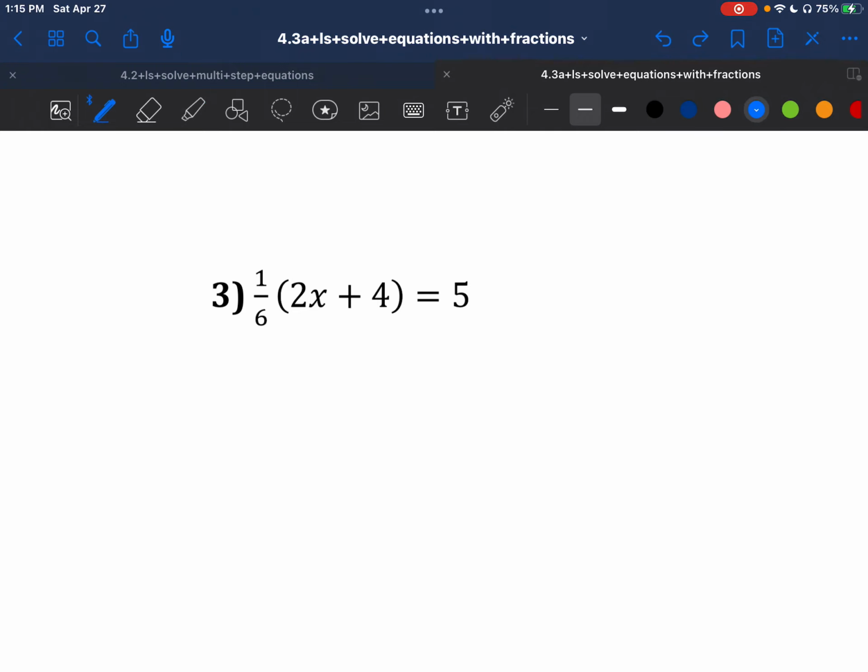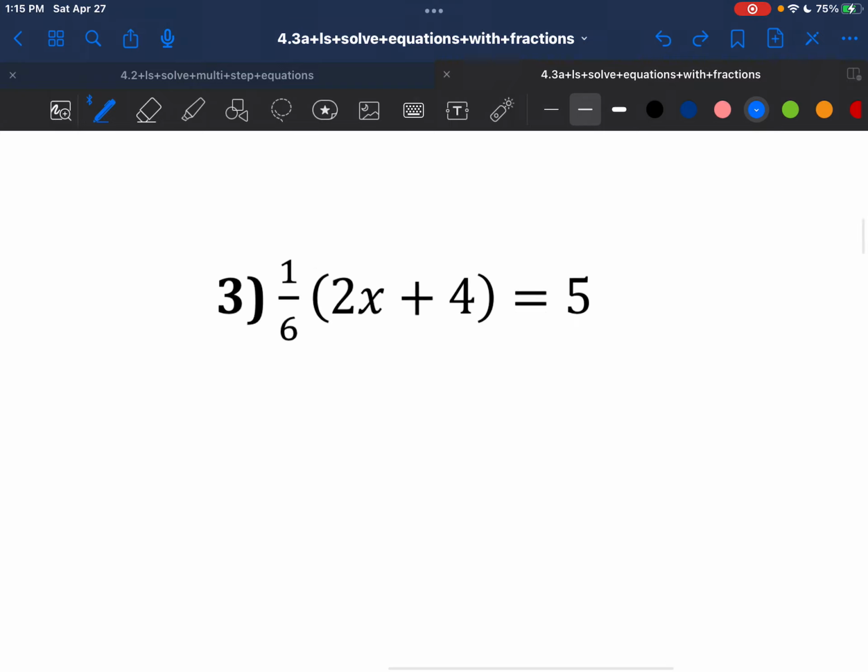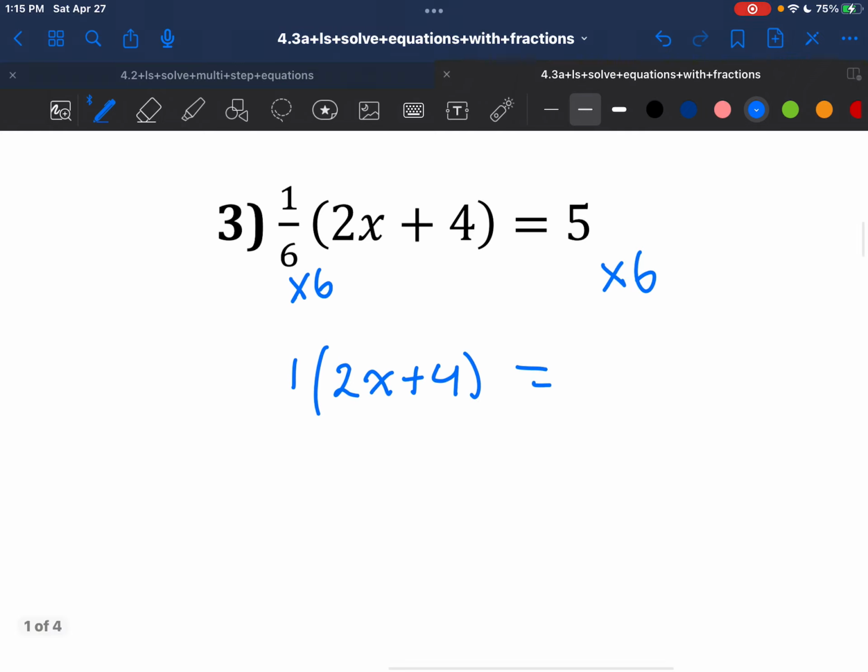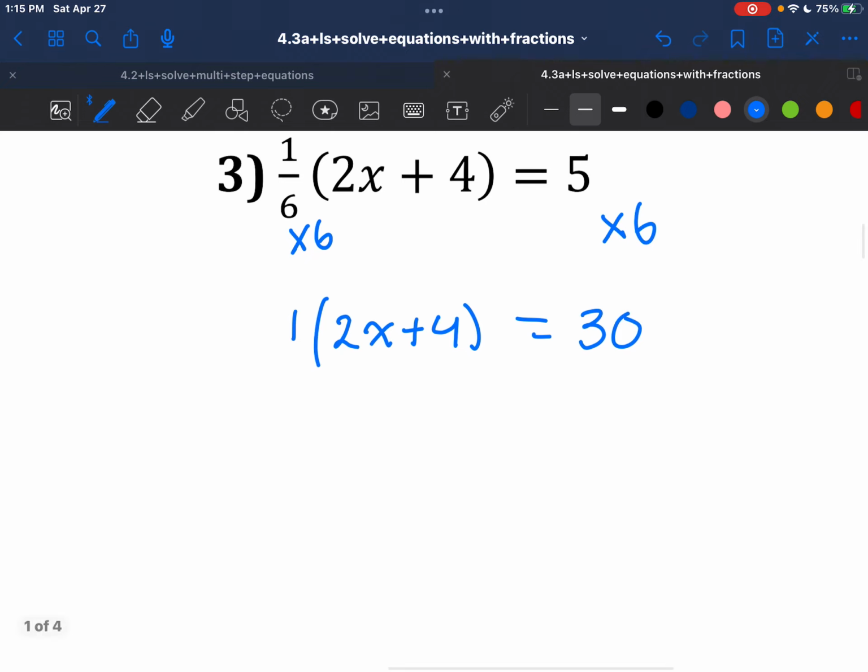Okay, now this one. Remember what we did before? We said don't distribute the fraction. We don't want to do that. That's just frowned upon. It's so much harder. It's not needed. So what we're going to do is times it out. So this is division, so we're going to use multiplication. Do it to one side, do it to the other. So now technically we have 1(2x plus 4) equals 5 times 6. What's 5 times 6? 30.